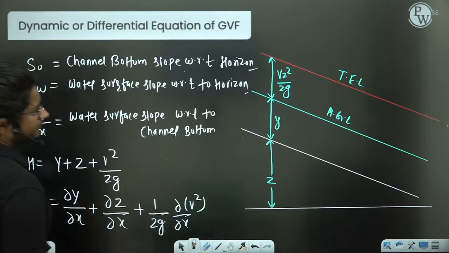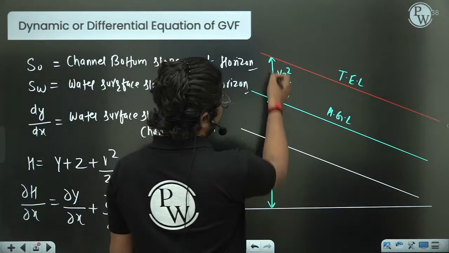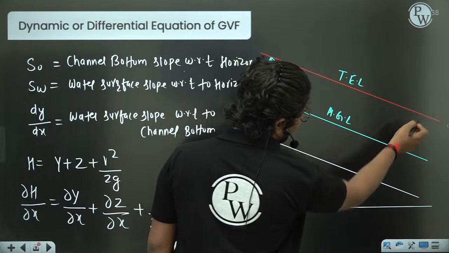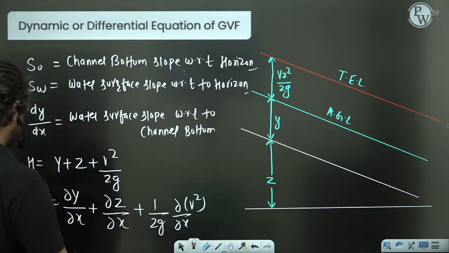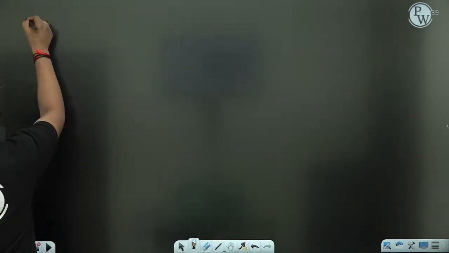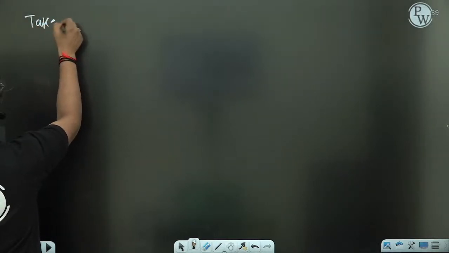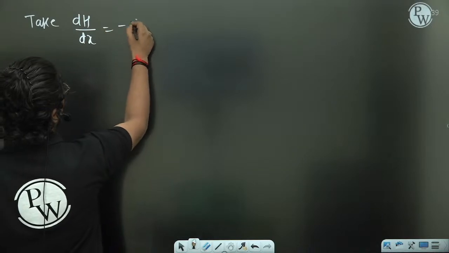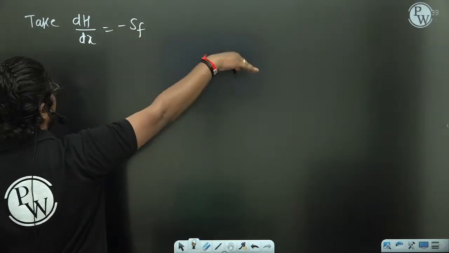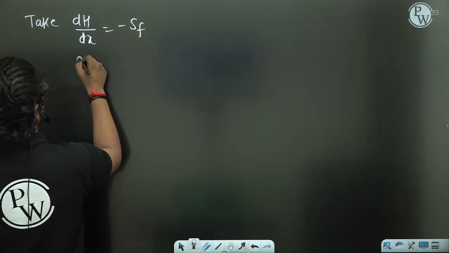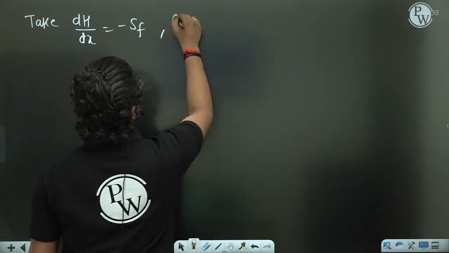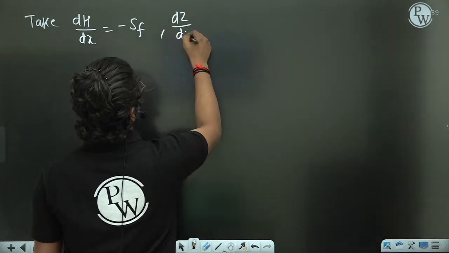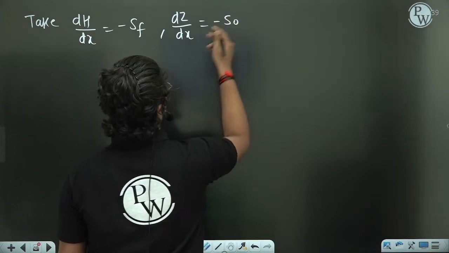Now look, my dear, this is the total head. It is going in the downward direction. So can I write dH upon dx like this? Minus SF, as it is going in the downward direction. Similarly, I can write dz upon dx also as minus S naught.